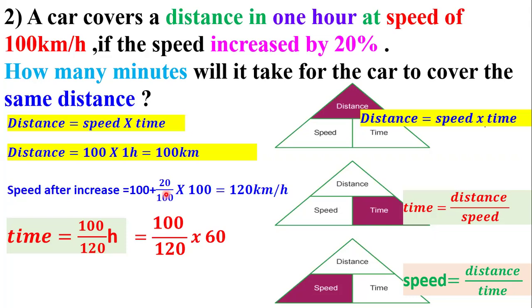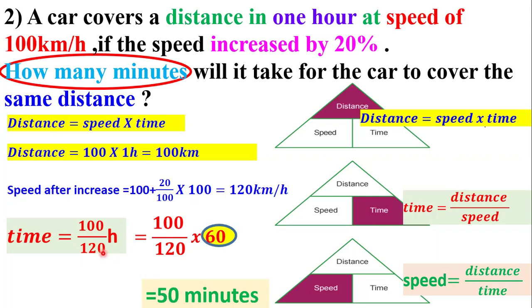Here you need to be careful. You are asked to calculate the time in minutes. Because you are asked in minutes, we need to convert the hour into minutes. 1 hour is equal to 60 minutes, so we multiply 100 over 120 by 60. Therefore, it will be 50 minutes. Done. So just keep this rule in mind. That's number 2.